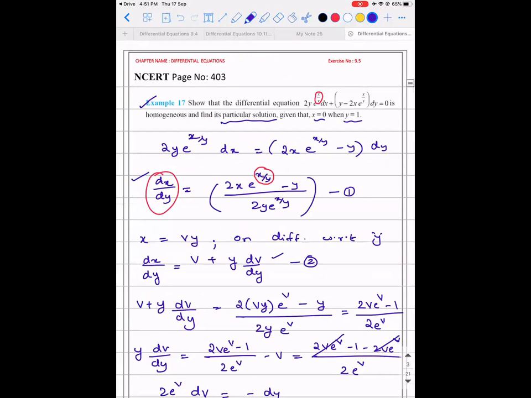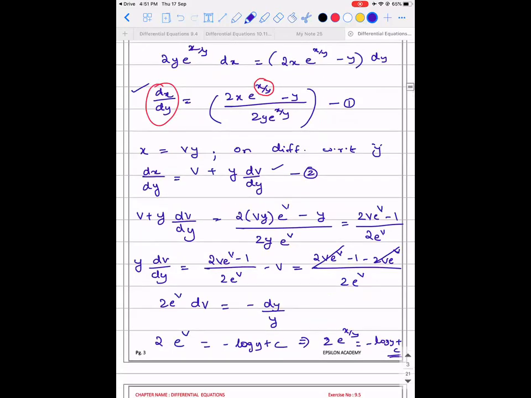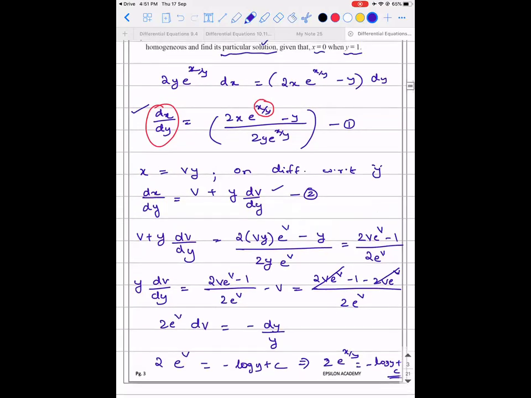This will be the required general solution, but they're asking for the particular solution. Substitute x is equal to 0 and y is equal to 1. What do we get? 2 into e power 0 is 2, which is equal to minus 1 plus c. So c is 2 actually. Can someone check the answer in the textbook? It is 2 into e power x by y minus log y plus 2.